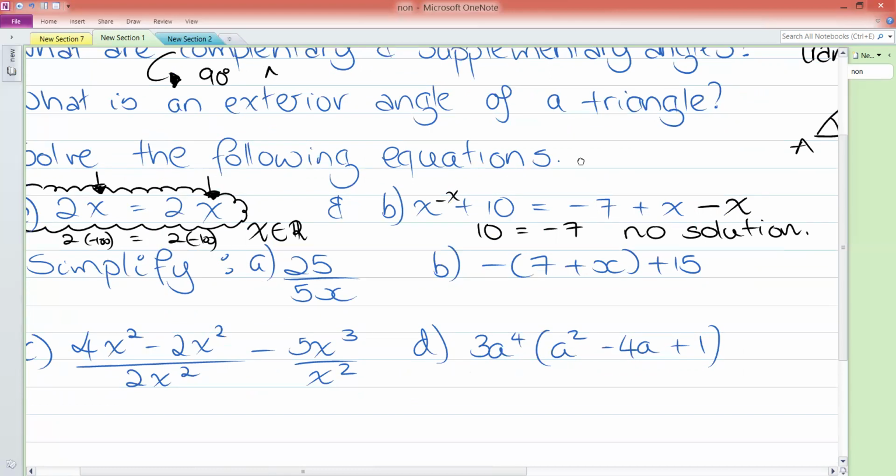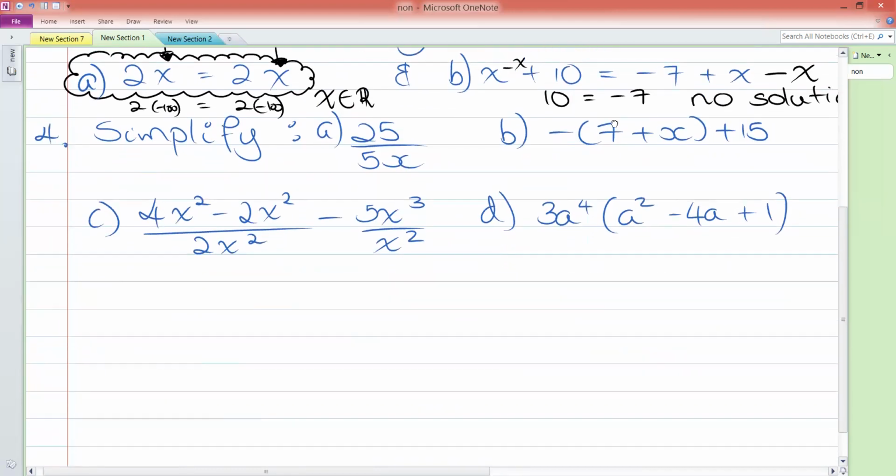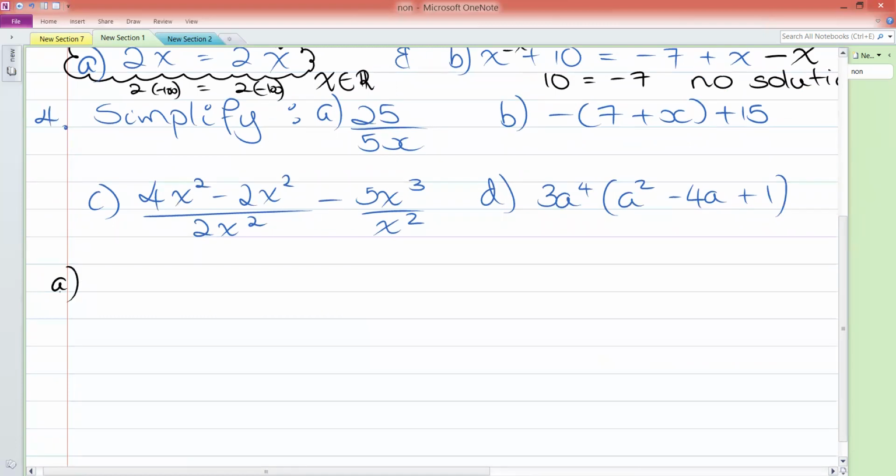All right, now let's go on to simplifying. Let's look at the first question. We have 25 divided by 5x.